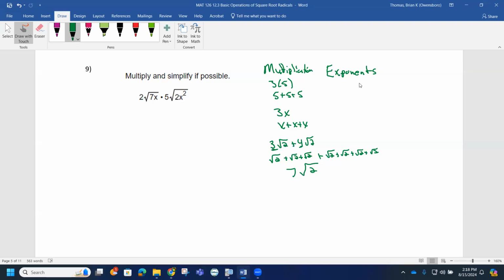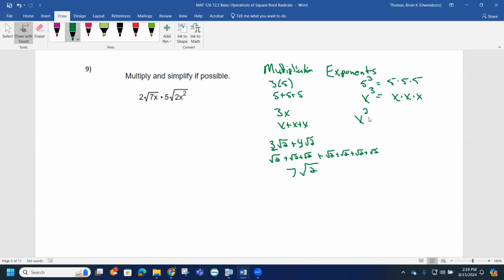Now exponents. If I give you 5 to the power of 3, or 5 cubed, that means 5 times 5 times 5. If I give you x to the power of 3, x to the power of 3 means x times x times x. So this is not quite the same thing as this over here. So keep that in mind.